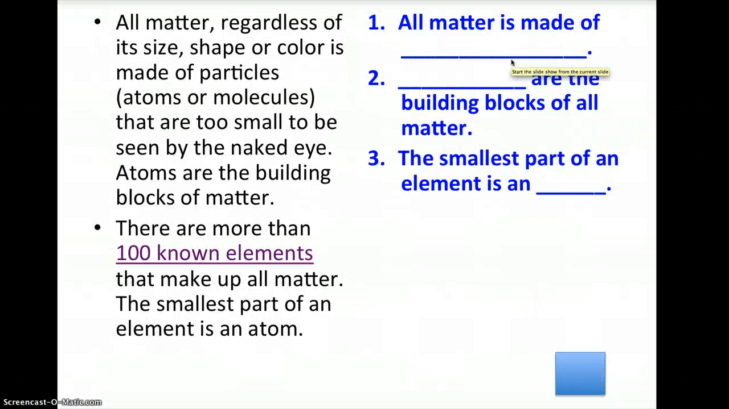So now let's take a look at the questions. The first one is, all matter is made of what? You'll find that over here. Number 2, blank are the building blocks of all matter. You'll also find that over here. The smallest part of an element is... and you're going to find that over here. Once you've answered them, let's keep going.